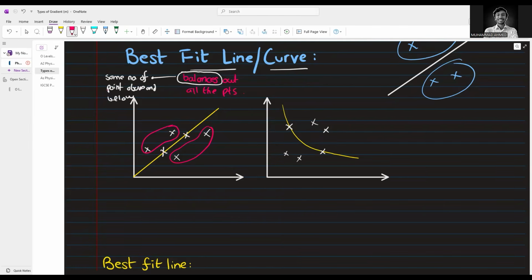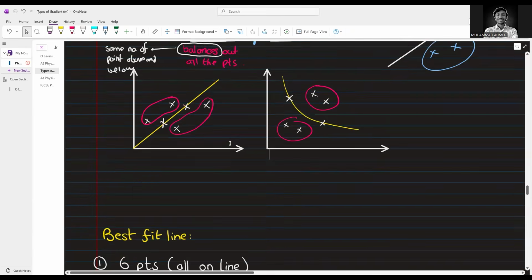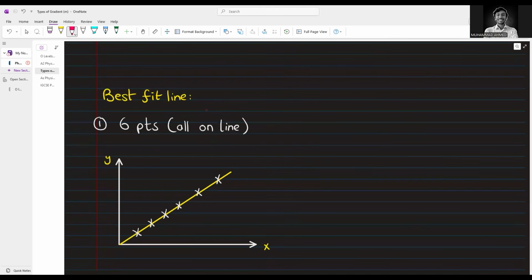Same for the best fit curve. The number of points above the best fit curve should be equal to the number of points below the best fit curve. If you have 2 points above the best fit curve, there will be 2 points below the best fit curve. 2 points are passing through the curve. Simple. अब आ जाओ best fit line पे.